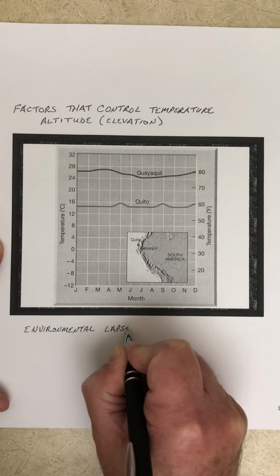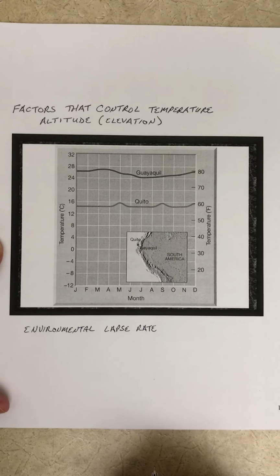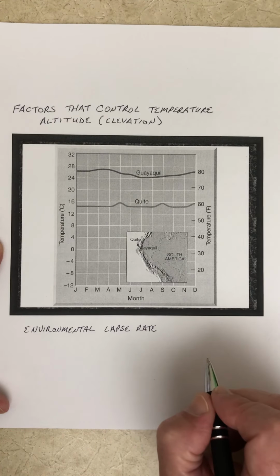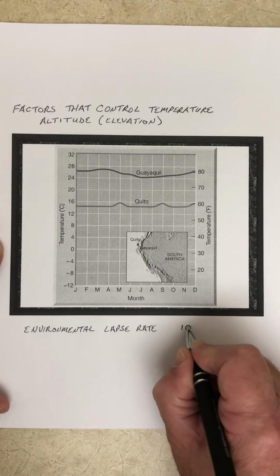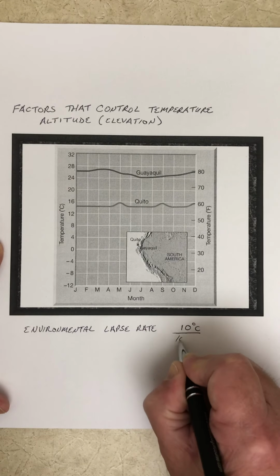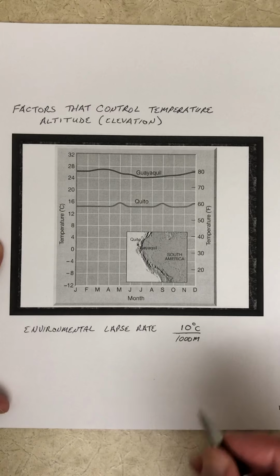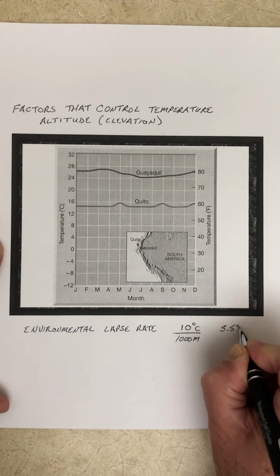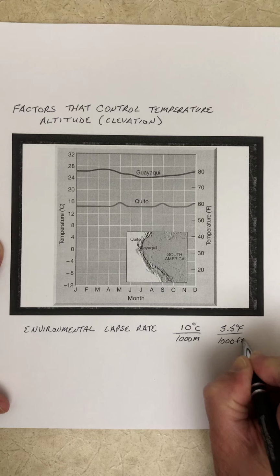The environmental lapse rate simply refers to the change in temperature as you go up into the atmosphere or come back down from the atmosphere back to the ground. The environmental lapse rate is approximately 10 degrees Celsius for every 1,000 meters of elevation or altitude change. In English units, it is 5.5 degrees Fahrenheit for every 1,000 feet that the altitude changes.